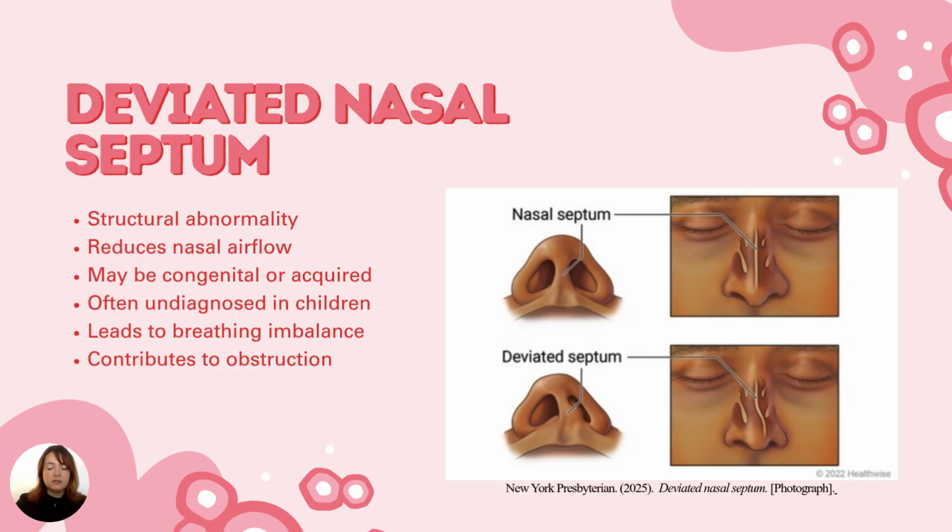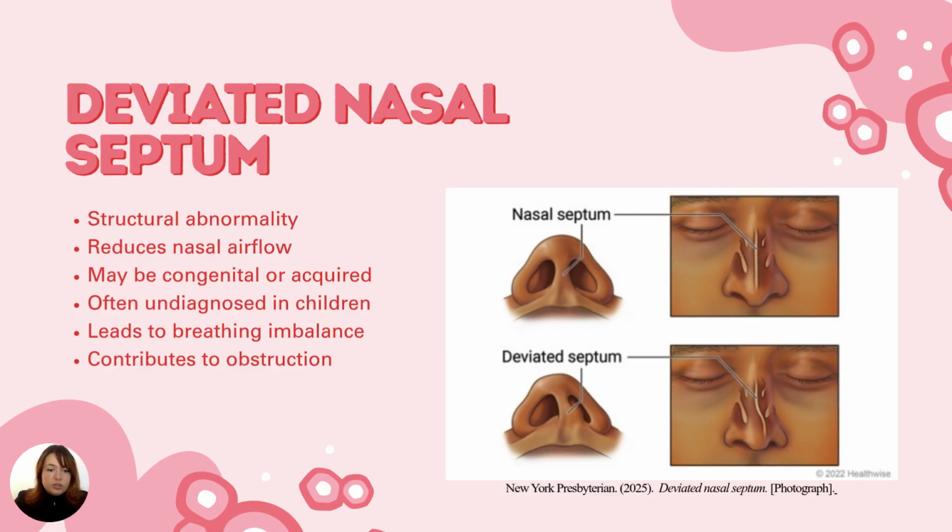So here's another very important one, the deviated nasal septum. This not only has to do with just the throat airway, it also includes our nose airway as well. A lot of nasal septums can be due to just development, that they were born this way, or it could happen from a traumatic event such as breaking a nose. So deviated nasal septum is a structural abnormality. It reduces the nasal airflow.